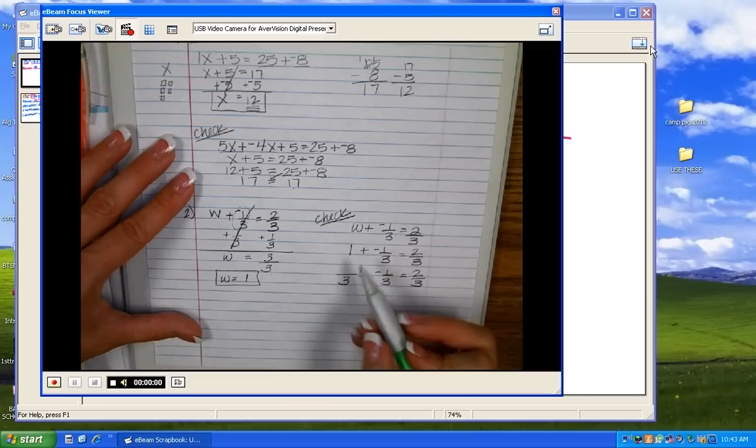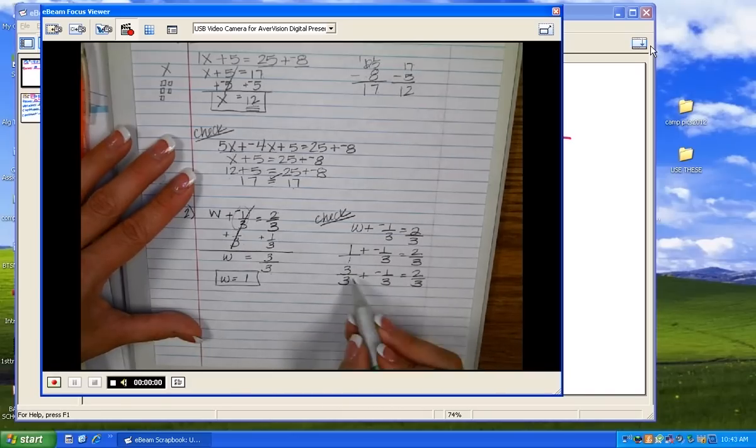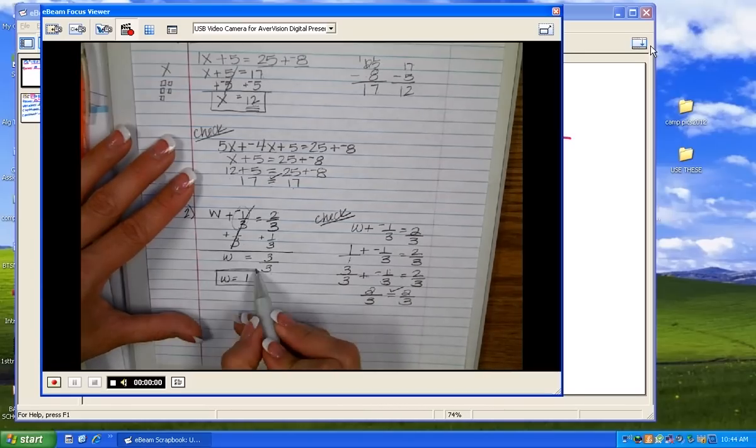Now, if I go from a 1 to a 3, I've multiplied by 3. So 1 times 3 is 3. And I have 3/3 plus negative 1/3 equals 2/3. You can actually do this because the denominators are the same. So you subtract: 3 plus a negative 1 is really 3 minus 1, which is a 2. And 2/3 equals 2/3. So that means I did my problem correctly, and W equals 1 is really the answer.